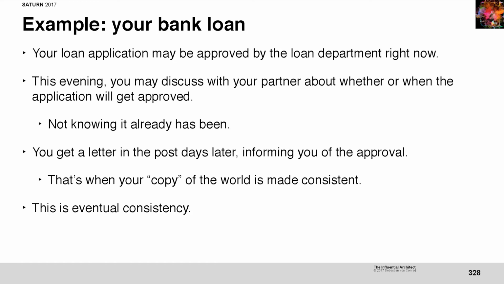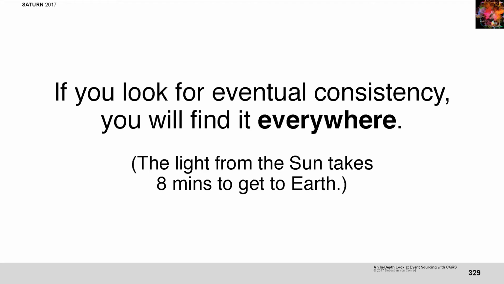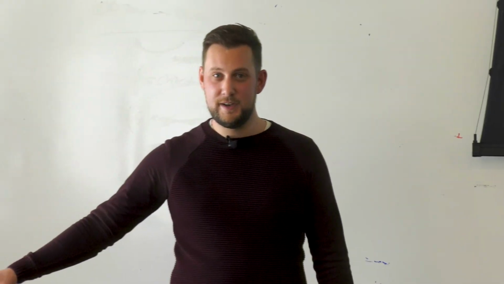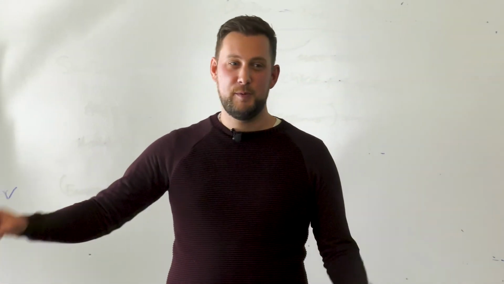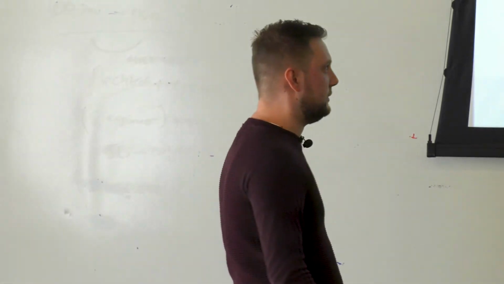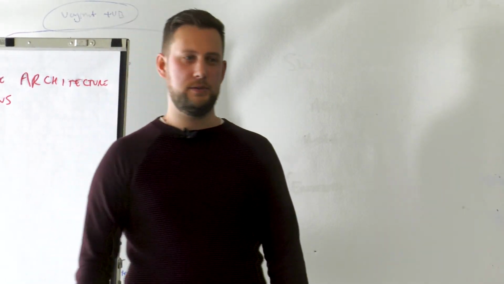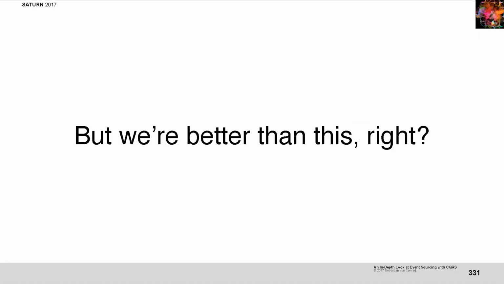This is how the world works. If you look for eventual consistency, you will find it everywhere, right? The light from the sun takes 8 minutes to get to the Earth, which means that the sun could have vanished 6 minutes ago and we wouldn't know it. It'll take 2 more minutes before our copy of the universe is made consistent with the rest of the world. Modeling systems with all these lessons that we've learned from the real world is very helpful when dealing with eventual consistency. But we, as the almighty software architects, software developers, we're better than this, right?